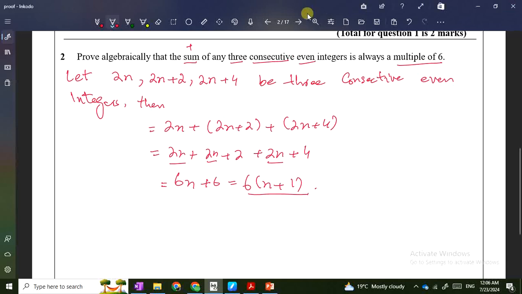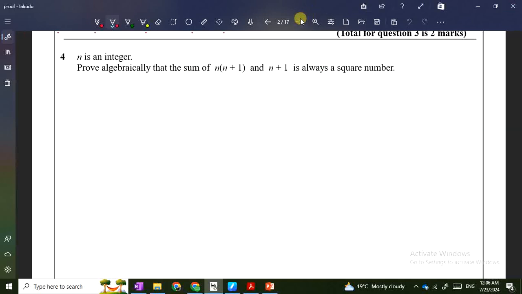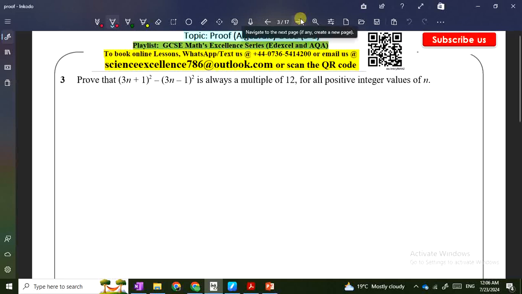Okay, so let's move towards the next question. Okay, the next question is prove that 3n plus 1 whole square minus 3n minus 1 whole square is always a multiple of 12. So in this question, the expression is given, we just need to work it out, and at the end we need to prove that this expression is a multiple of 12.